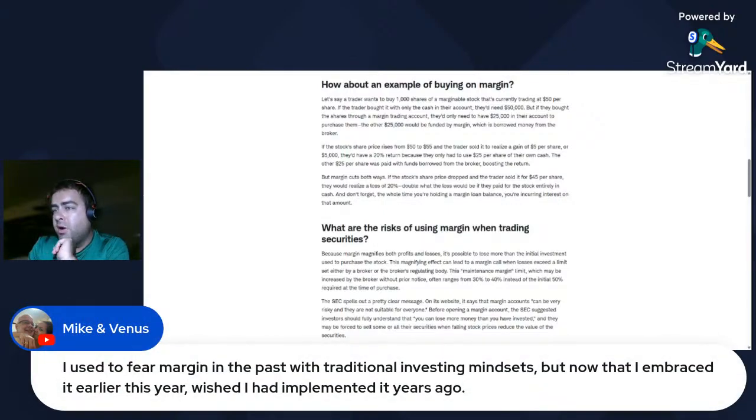I used to fear margin. Yeah, me too, in the past with traditional investing mindsets, but now that I embraced it earlier this year, I'll probably be saying the same thing.